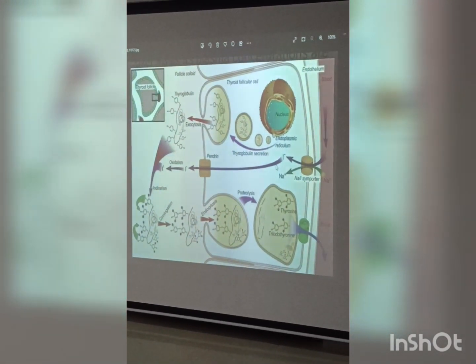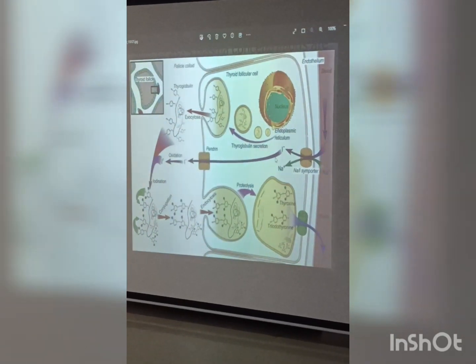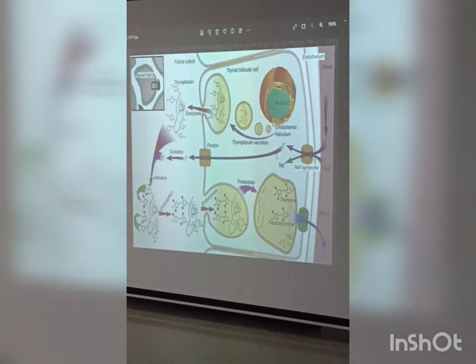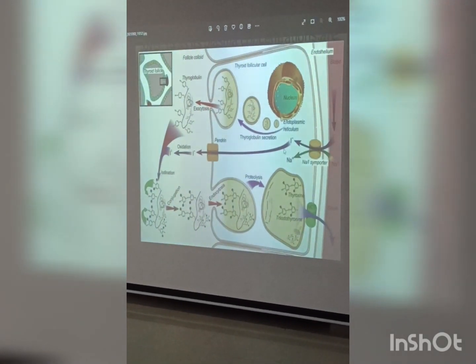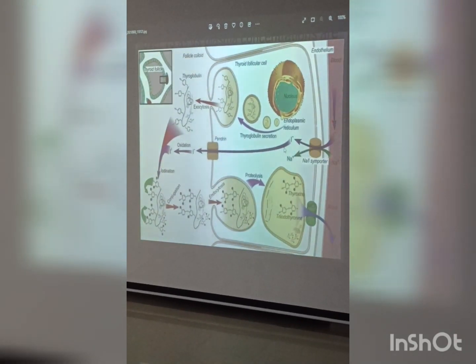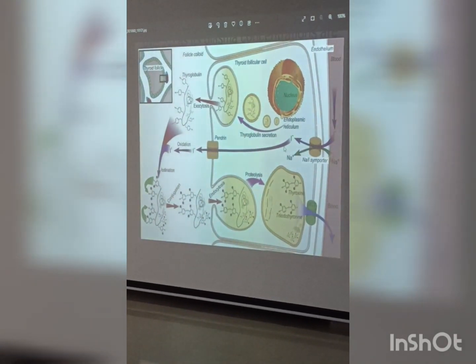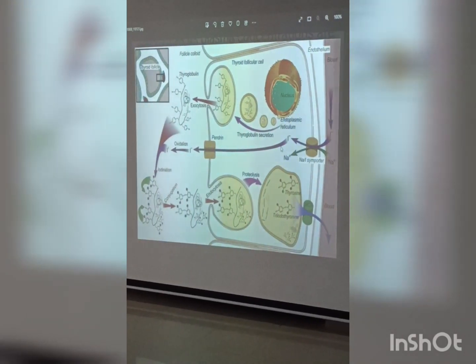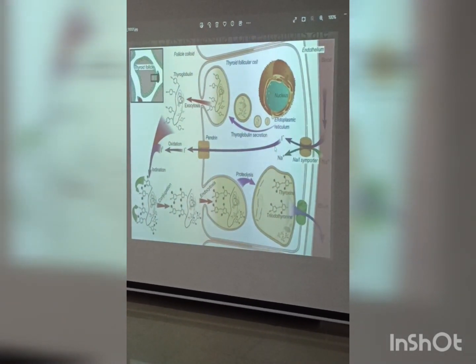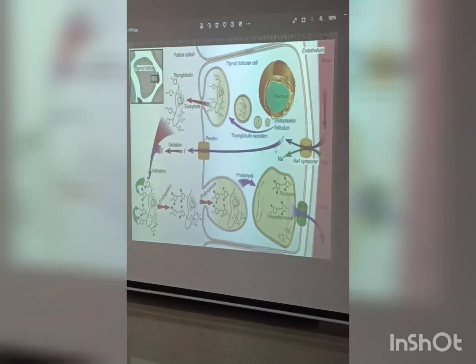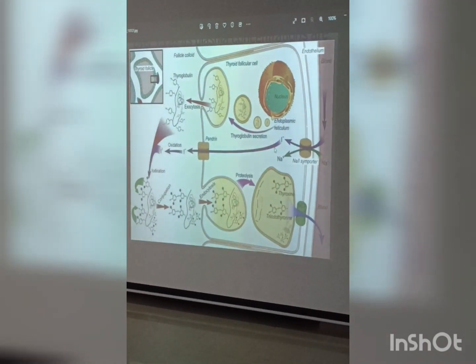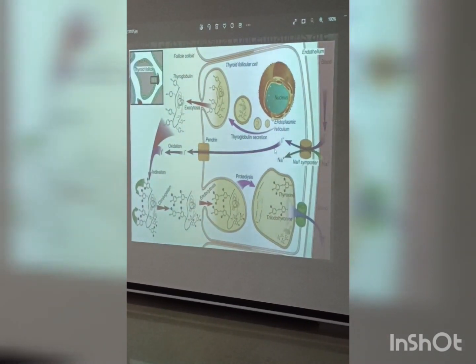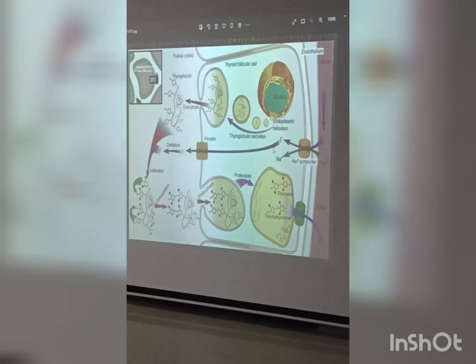Okay, let me mention: smooth endoplasmic reticulum could be there, but we are concerned here with the rough endoplasmic reticulum, the supranuclear Golgi complex, the mitochondria, the lysosome, and even the endocytotic vesicles. These things are present inside. So what happens? The thyroglobulin, which is the main content, is not a hormone. It is being secreted by the rough endoplasmic reticulum, but its glycosylation occurs in the Golgi complex.